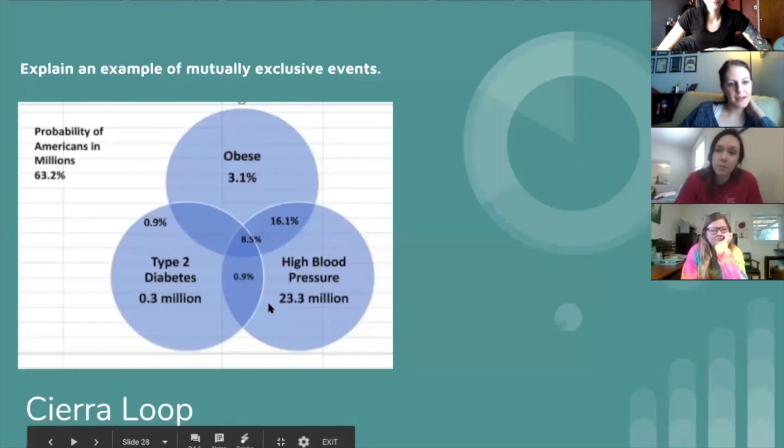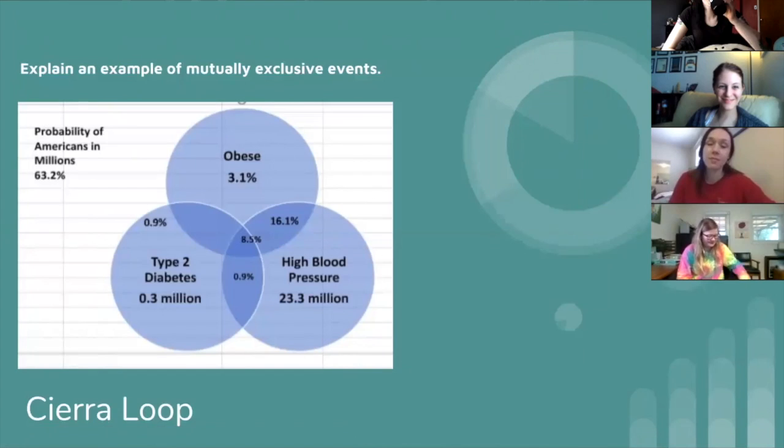Sierra, explain an example of mutually exclusive events, please. Okay, so mutually exclusive events are events that cannot happen simultaneously. This graph that I have is an example of events that are not mutually exclusive, I'm sorry, because they can occur at the same time. For example, if you're obese, you can also have high blood pressure or type 2 diabetes. Those all can occur. But something that's mutually exclusive cannot both occur at the same time, which I don't have a good example of.